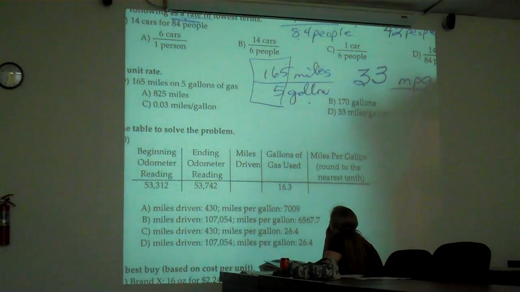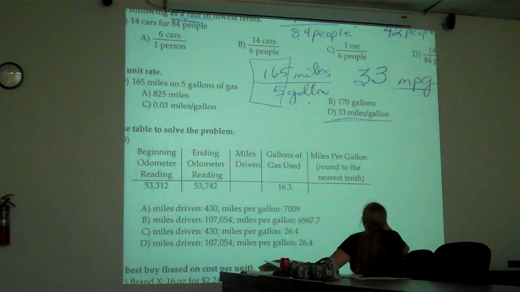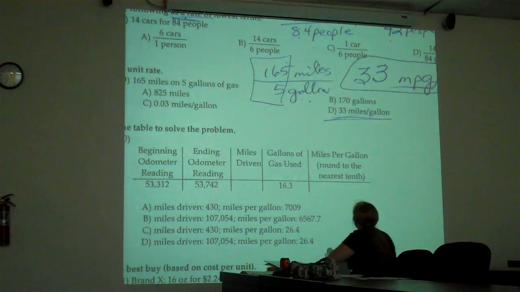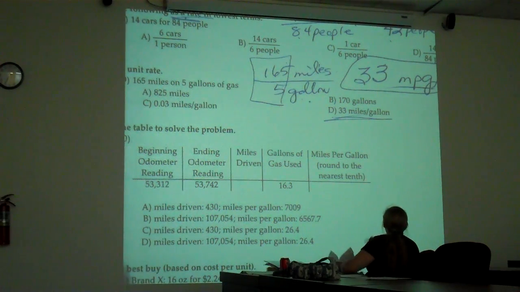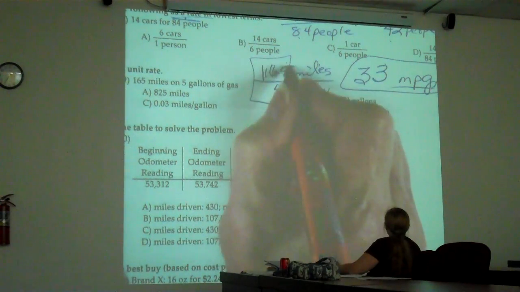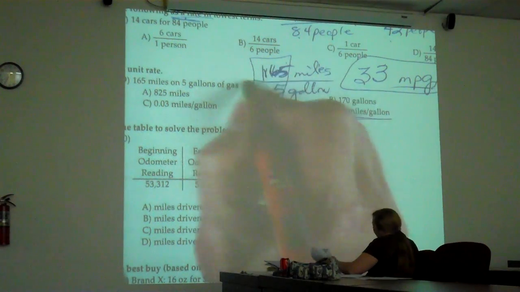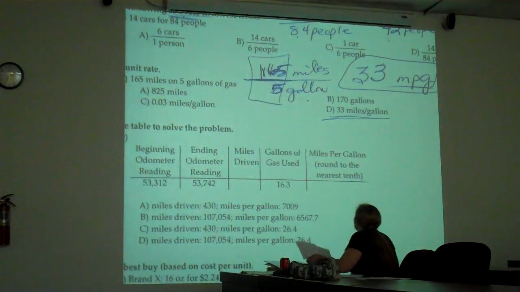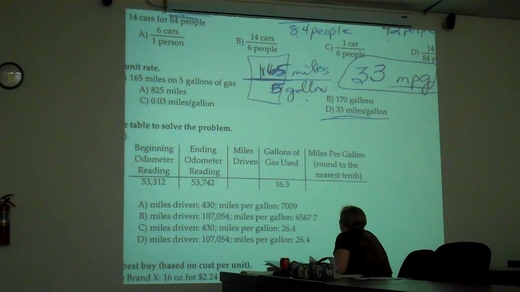Or you could write miles over gallons, whatever you want to do. This is miles over gallons, but MPG is just as good. Okay, now wait, I'm confused. How did we do the top, 165 divided by 5? So you just turned it into a whole number, or a mixed number, whichever.